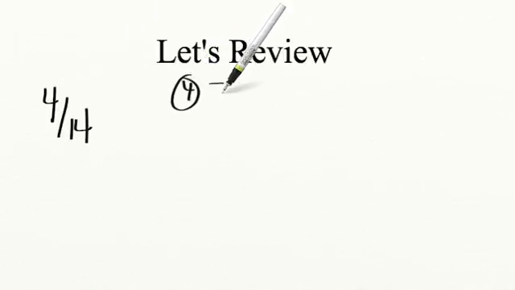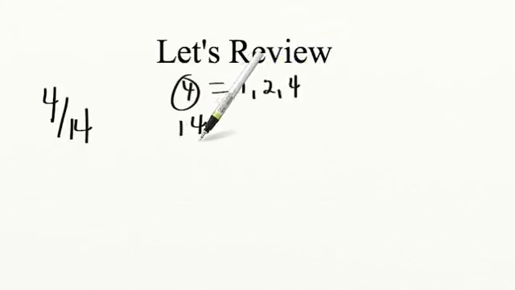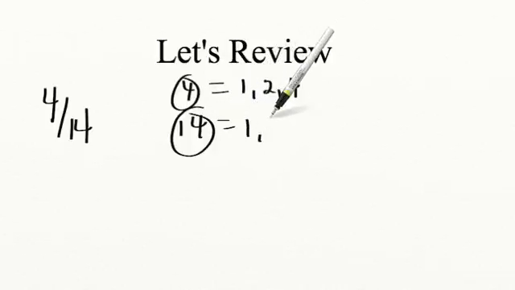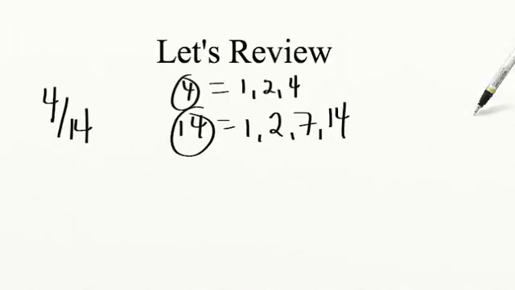You've done a great job. Let's go ahead and review what you've learned in today's lesson. In order to simplify a fraction into its simplest form, you need to go through 3 steps. Step 1, you take the fraction and find the common factors for the numerator and the denominator. The factors for the number 4 are 1, 2, and 4. The factors for the number 14 are 1, 2, 7, and 14. So the greatest common factor that they both share is the number 2.